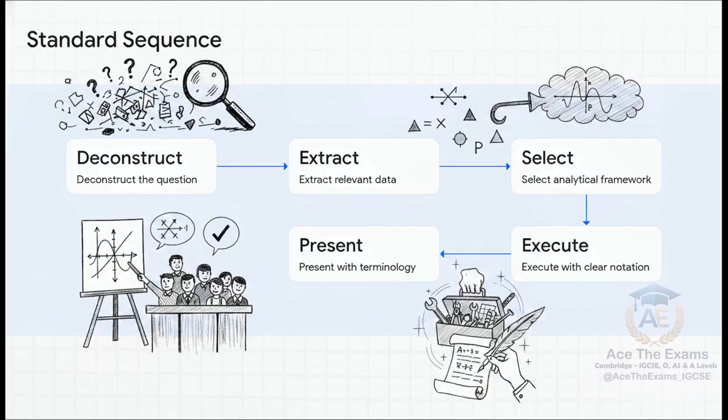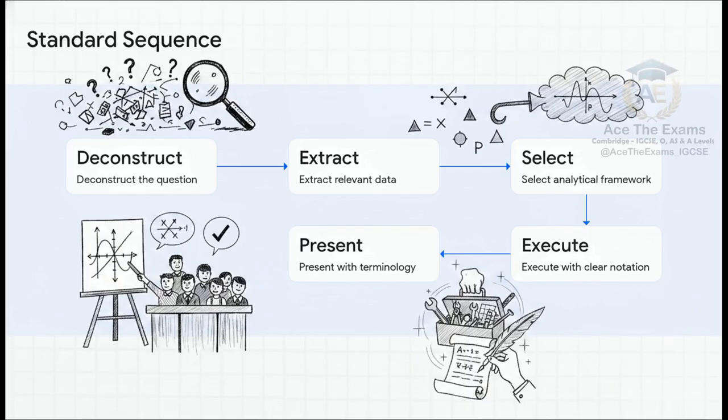Step 3. Select your analytical framework. This is where you deploy the Peel method we talked about. Step 4. Execute with clear notation. This means no messy handwriting. Your axes must be perfectly scaled and drawn. And Step 5. Present with correct terminology.